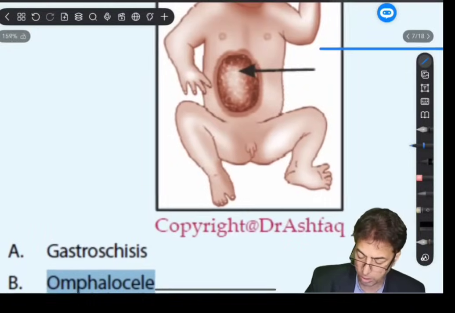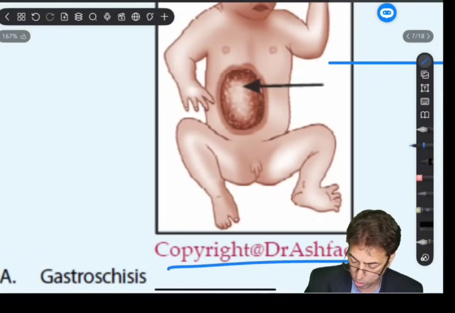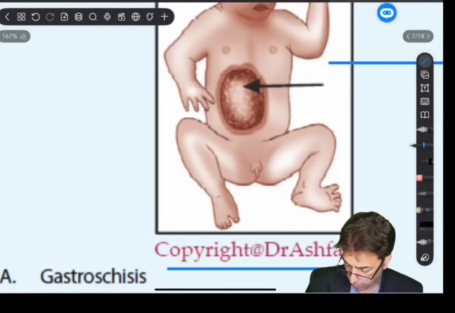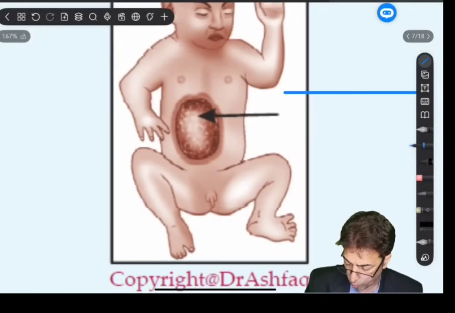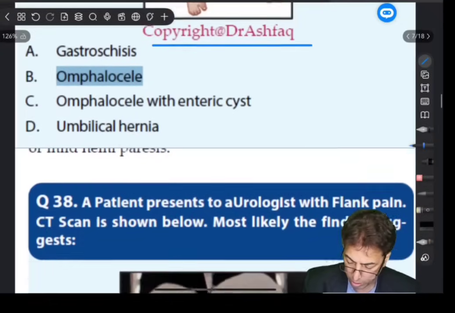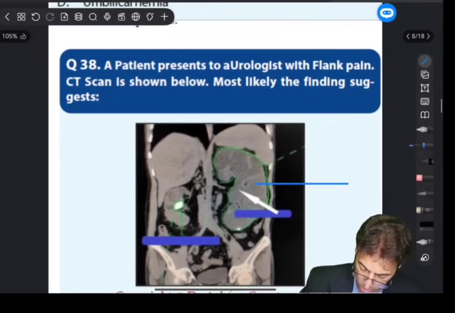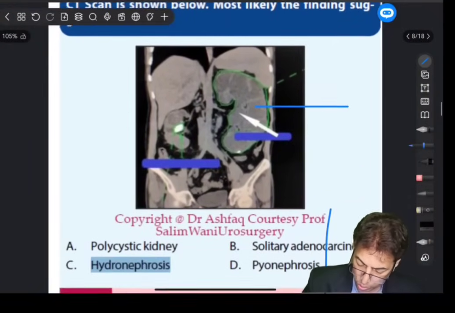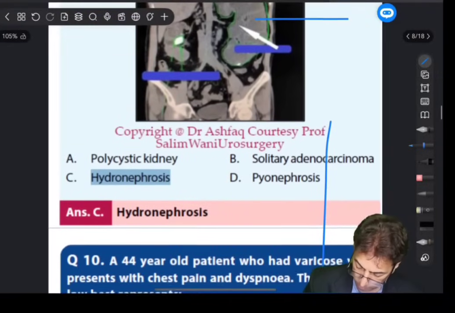So this diagram you have to remember. This is an omphalocele, and you know the management, which I just mentioned. I had mentioned this thing as well.